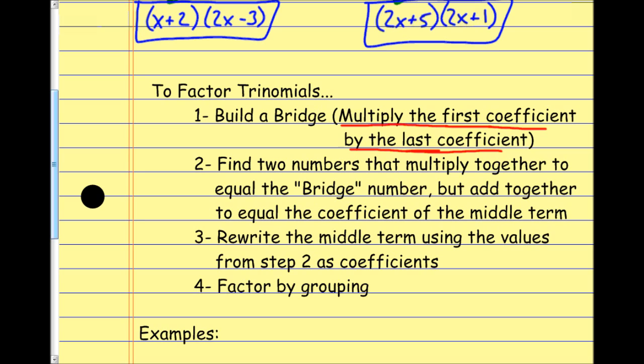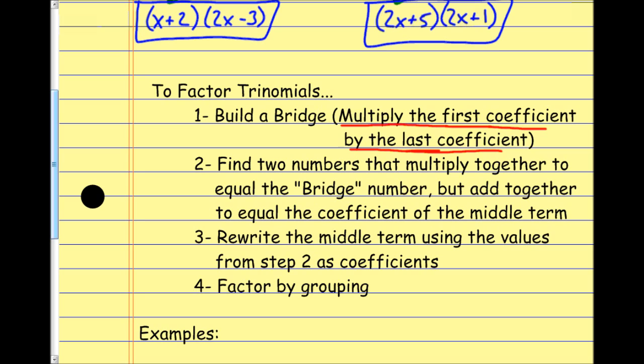And then I want to find 2 numbers that multiply together to give me that bridge number, that value I just came up with in step 1, but add together to give me that middle term. Okay? So I take the first term and the last term and I multiply their coefficients. And then I need a number that multiplies to that, but adds to the middle coefficient. That's the only one I haven't used yet.